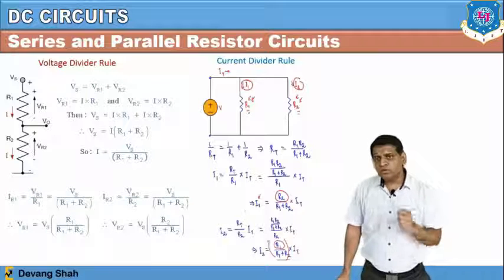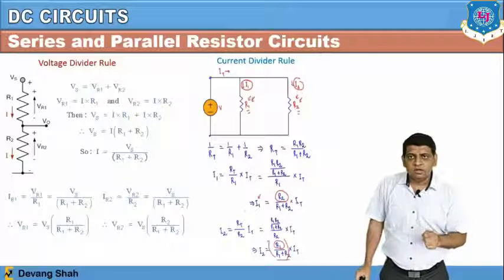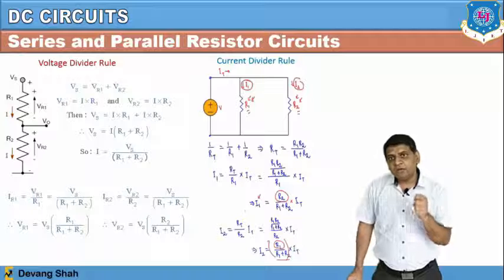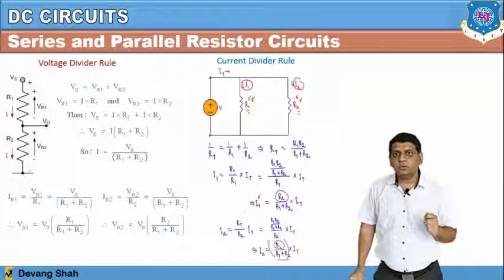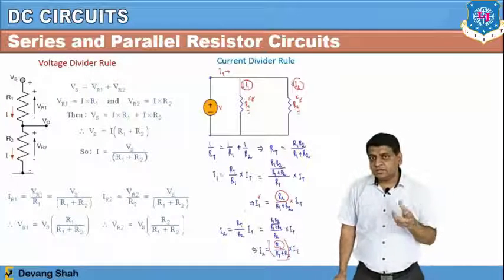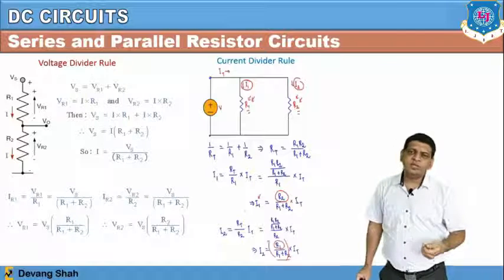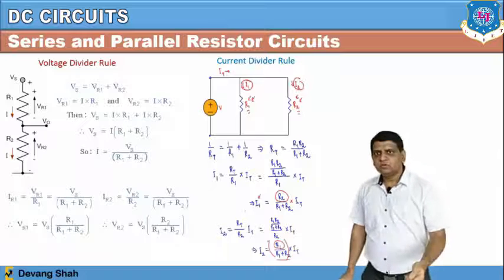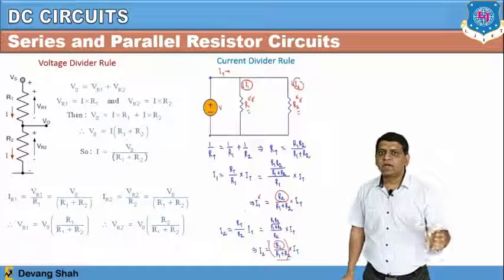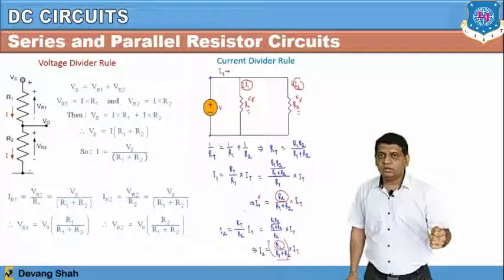So once you solve this particular equation, you will find I1 is equal to R2 divided by R1 plus R2 into total current IT. Now see, this is a very interesting equation. Once you also calculate I2, that is equal to R1 divided by R1 plus R2 into total current IT.